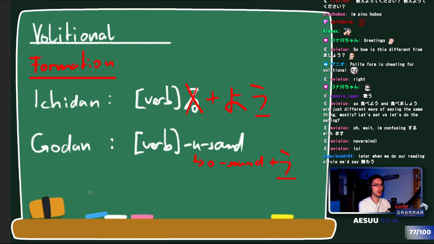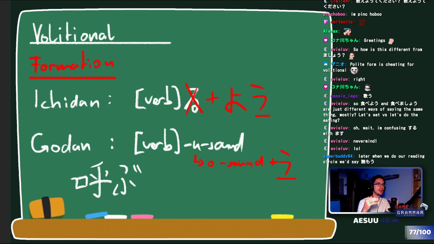Last example. Pick another ending sound. For example, yobu. Yobu means to call someone, to say someone's name, or also to call someone on the phone, depending on the context. So yobu generally looks like this. If we have bu, what would that be?